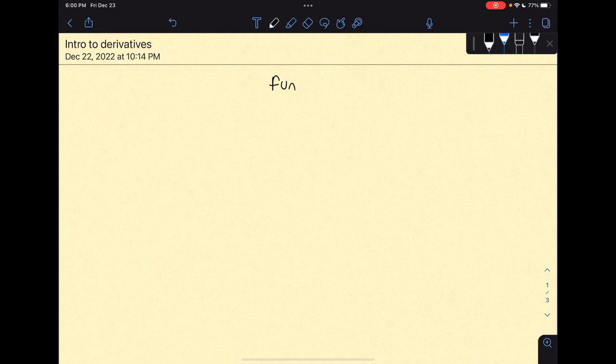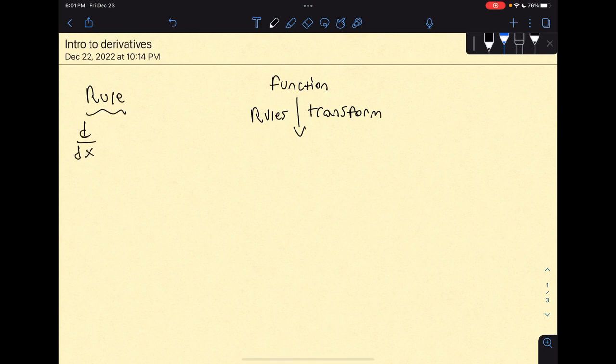So let's say we have a function and we want some information from this function. What are we going to do? Well, we're going to take its derivative. And by taking its derivative, I just mean we're transforming it using a set of rules. And we're going to say that the first rule is that the derivative of a constant is equal to 0.